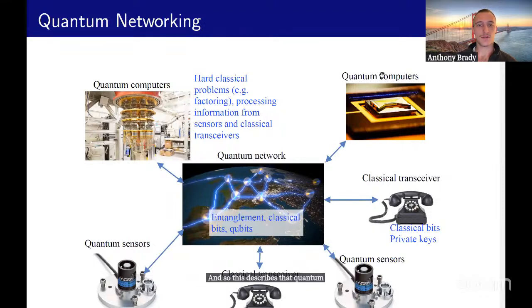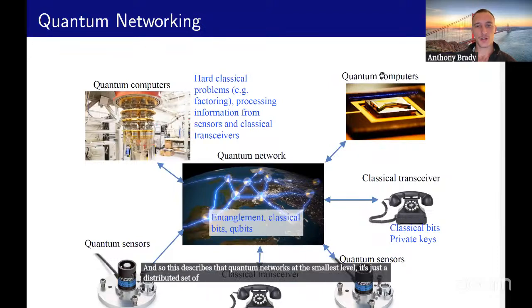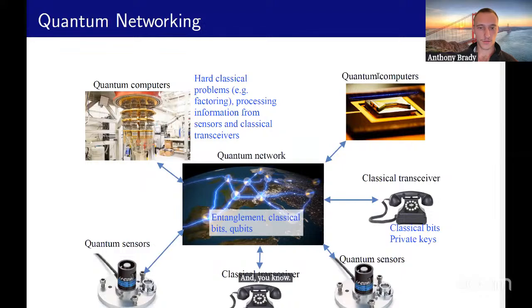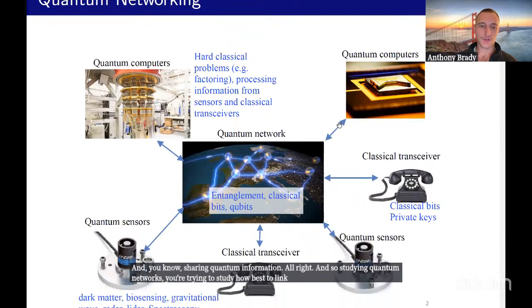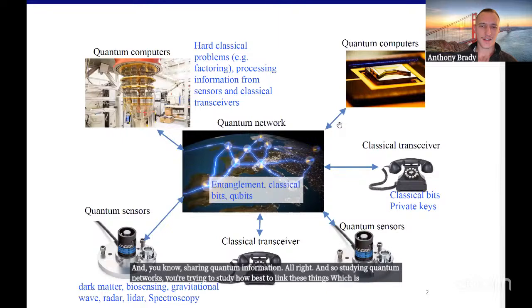At the smallest level, it's just a distributed set of quantum information processors that are possibly linked by entanglement and sharing quantum information. And so studying quantum networks, you're trying to study how best to link these things, which is much different than a classical network because quantum states and quantum information is fragile.